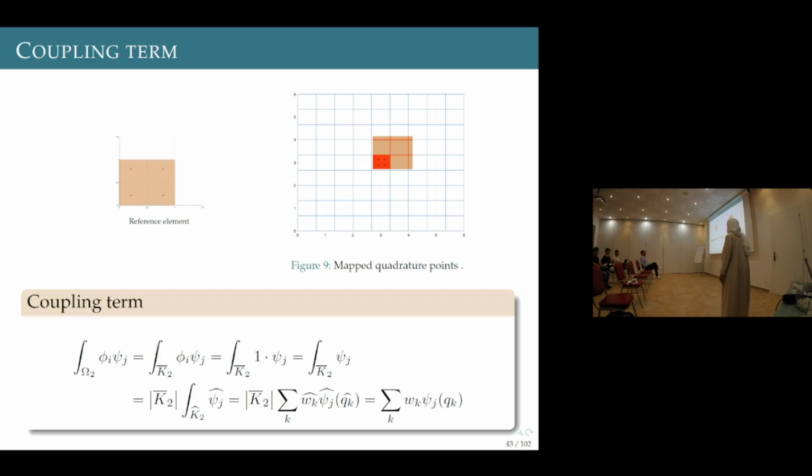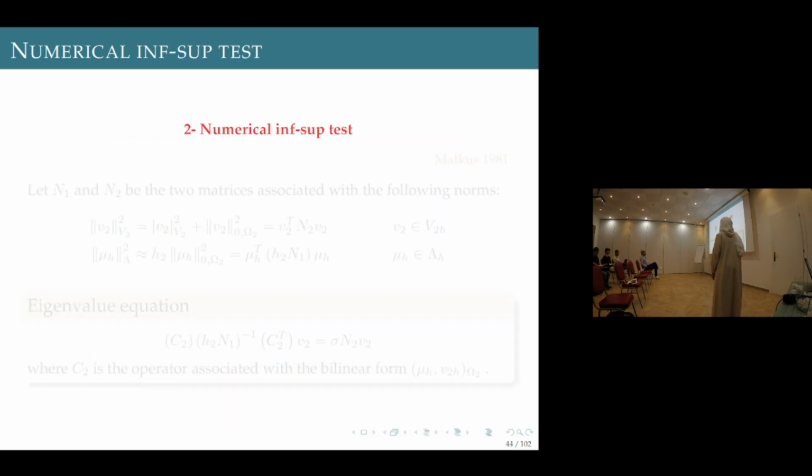Then the evaluation of the integral is trivial, since we have a piecewise constant Lagrange multiplier, it stands for 1 in one element, 0 in the others. And then we have this result here. So the integral is nothing but the sum of all the quadrature point weights and the basis function.